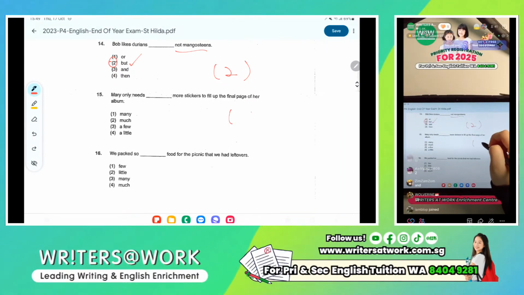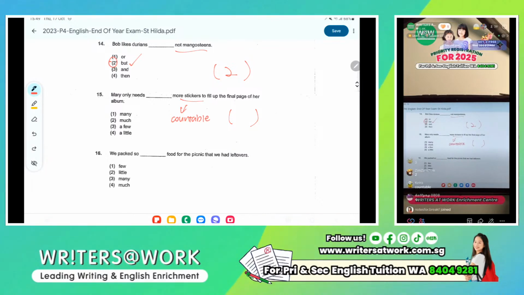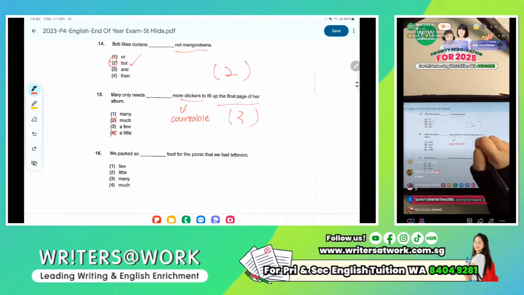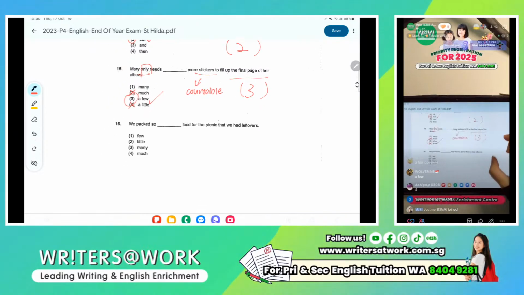Mary only needs blank more stickers to fill up the final page of her album. Okay, stickers, countable or uncountable? Stickers is countable. So for countable, we have to eliminate much and a little because they are for uncountable. So it definitely is not 2 nor number 4. So what would it be? A few more stickers. Yes, Kira, a few costs only. The last page, so they only need a few more. So yes, this is correct. Very well done. Keyword is only. Just a little bit.